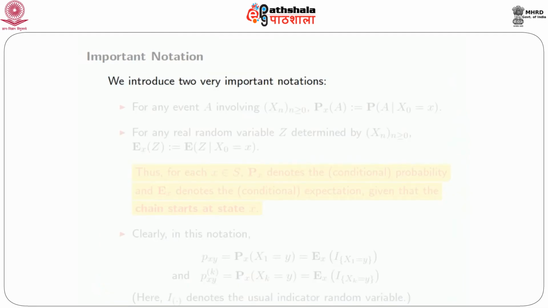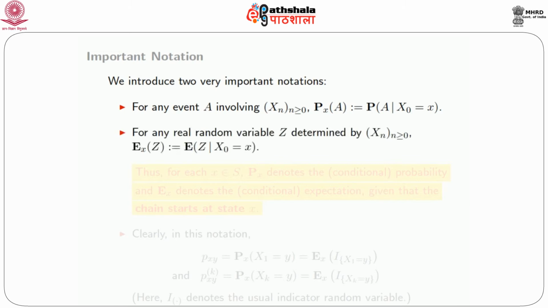Okay, now we introduce two very, very important notations which are going to remain with us throughout the analysis of Markov chains. For any event A involving the sequence Xn, we denote P sub x of A to be the conditional probability of the event A given X0 equal to x. So it's basically the conditional probability of an event A for the Markov chain, conditioned on the chain starting at x. Similarly, we talk about conditional expectation for any real random variable Z determined by the Markov chain Xn. E sub x of Z is the conditional expectation of Z given X0 equal to x.